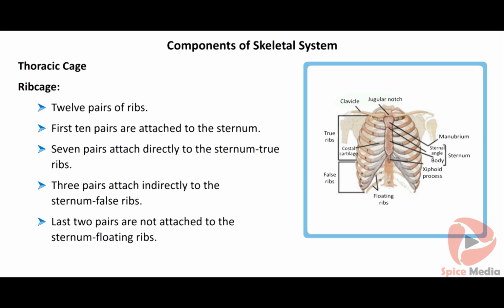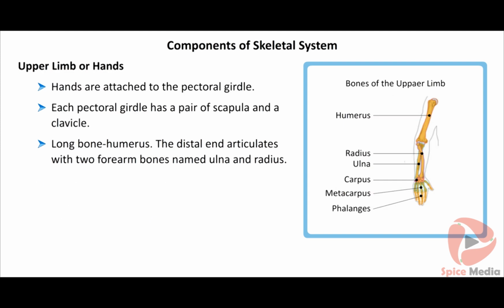In the front, the first 7 are directly attached with sternum. They are called the true ribs. Cartilages of the 8th, 9th and 10th are fused and attached to the sternum indirectly. They are called false ribs. 11th and 12th pairs are not attached to the sternum. They are called floating ribs.